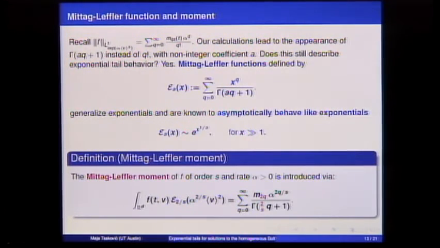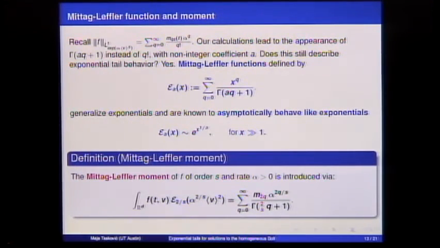As a quick reminder, this was the connection between exponentially weighted moments and polynomial moments. But the point is that instead of this q factorial, we kept getting the gamma function of aq plus 1, and a was non-integer. Then we were wondering, what is this? Is it still telling us something about the exponential decay in the tail? And it does, because there are things called Mittag-Leffler functions, which are defined in this way. It looks very much like the exponential.